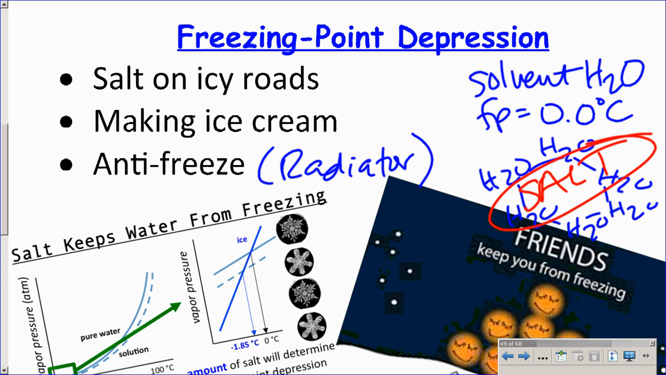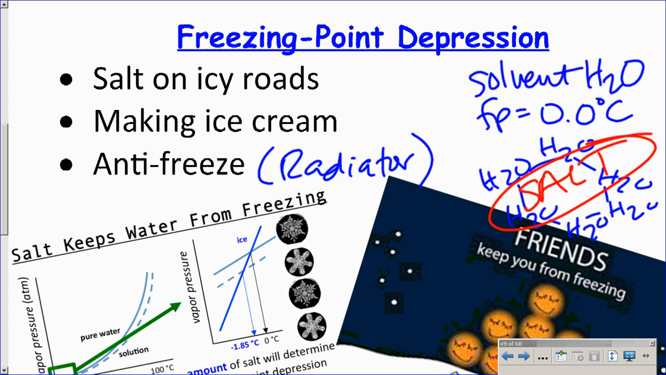So does North Carolina really hit that? No. We've hit 0, 32 degrees Fahrenheit. It's not that bad, not that low. So we can hit freezing point, but if they want us to come to school, they're going to put salt on the roads. They're going to lower the freezing point so we can all come to school.